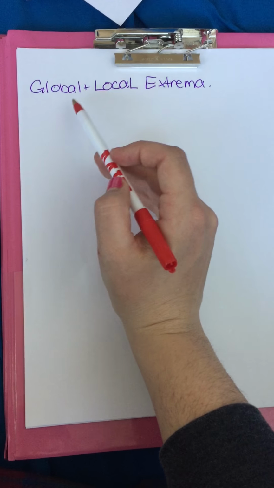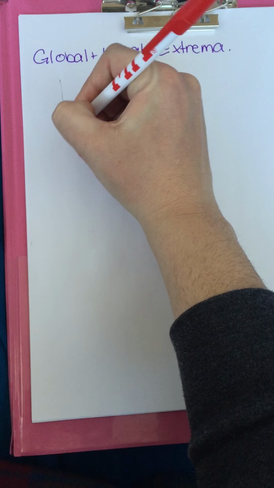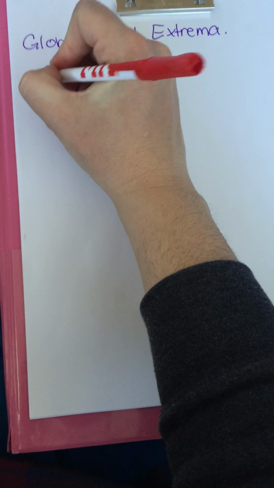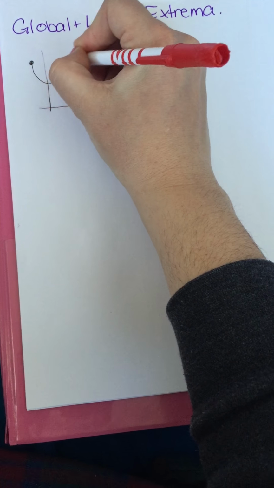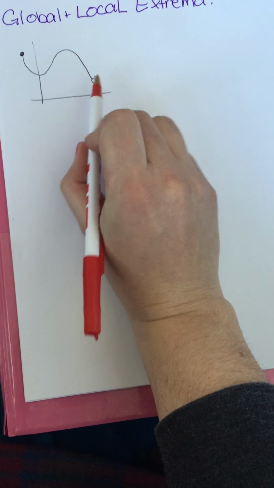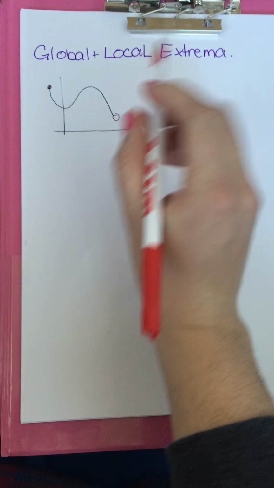So today we're going to be talking about global and local extrema when dealing with functions. So say we have some function that looks like this. We have a closed dot, which means that point is included in our function. And here we have an open dot. This one's not included in our function.